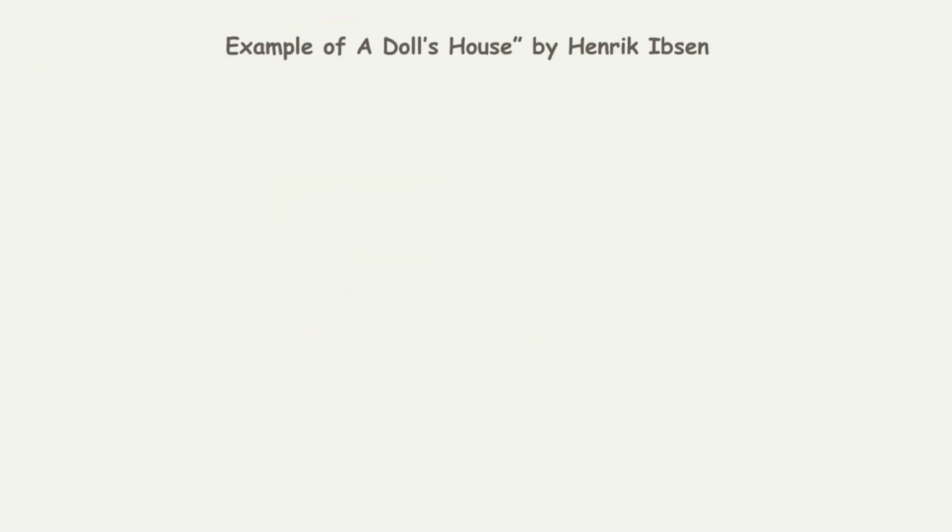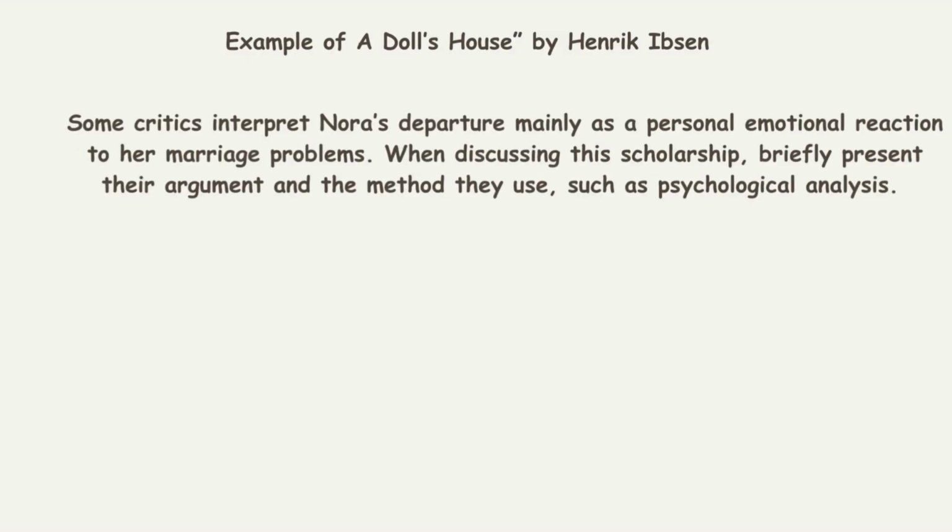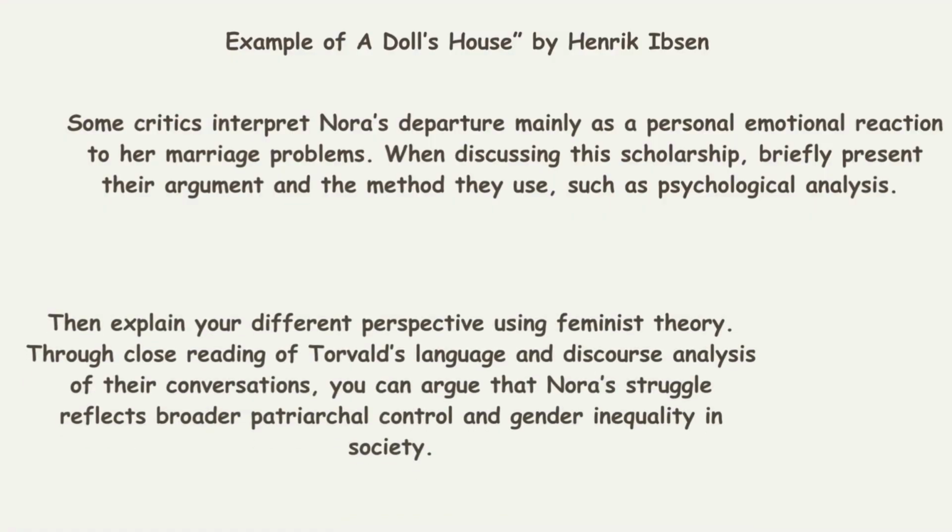Example of A Doll's House by Henrik Ibsen. Some critics interpret Nora's departure mainly as a personal emotional reaction to her marriage problems. When discussing this scholarship, briefly present their argument and the method they use, such as psychological analysis. Then explain your different perspective using feminist theory. Through close reading of Torvald's language and discourse analysis of their conversations, you can argue that Nora's struggle reflects broader patriarchal control and gender inequality in society.